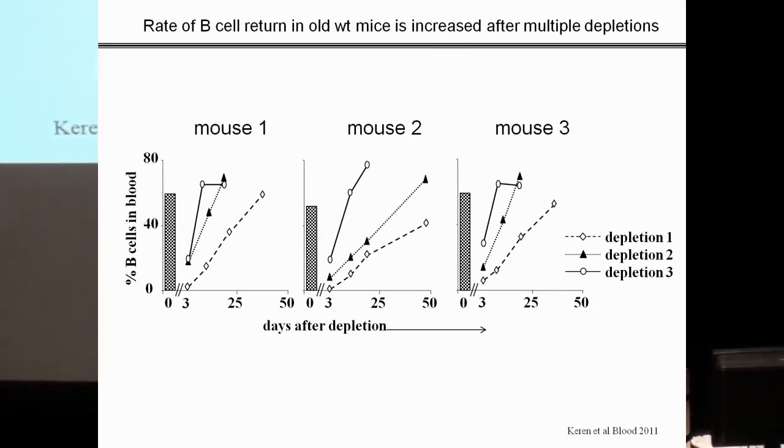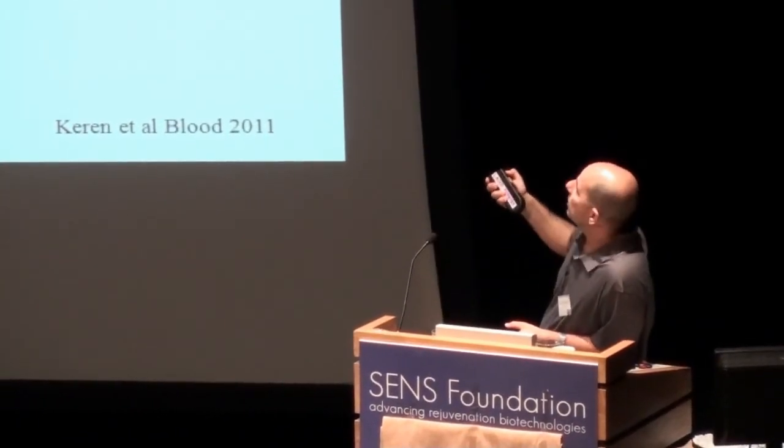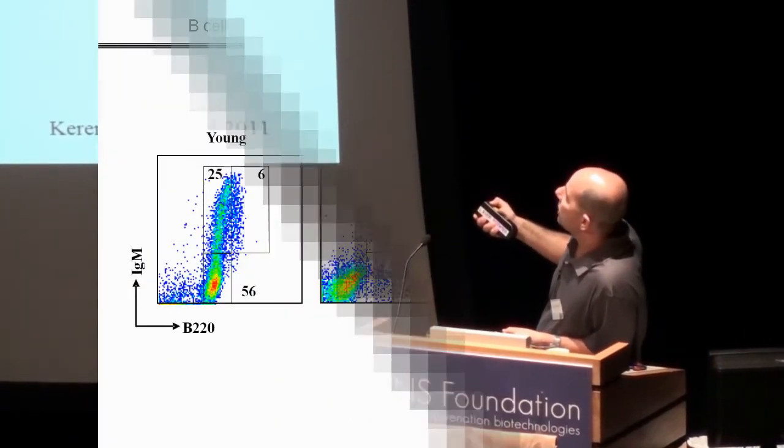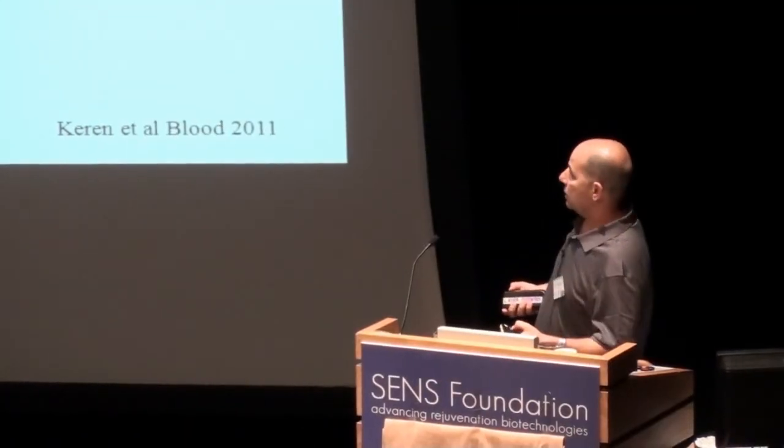So if you take old mice and you deplete the B cells, in the first round of B cell depletion, the B cells come back very slowly. But afterwards, if you apply a second round of depletion, the mice reconstitute faster. And at the third depletion, the reconstitution rate is not different from what you see in young mice. If you look at the bone marrow of the mice that have passed through 3 cycles of depletion, you see, these are wild-type mice, that the B cells in the bone marrow are completely restored.